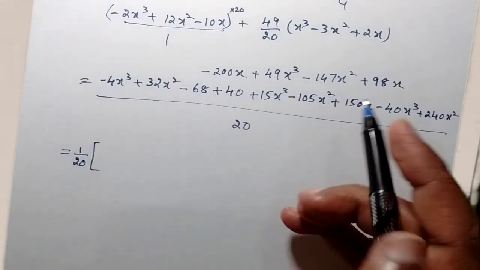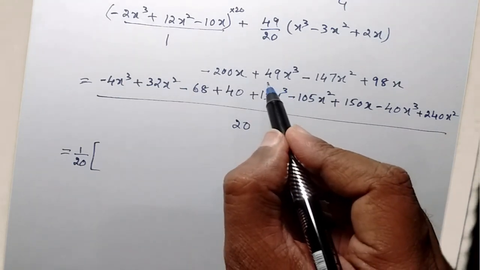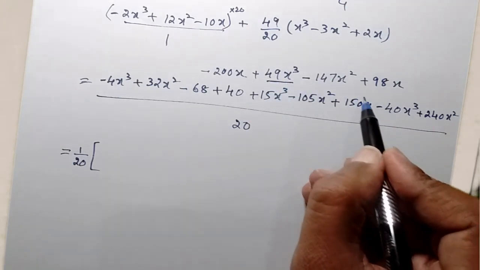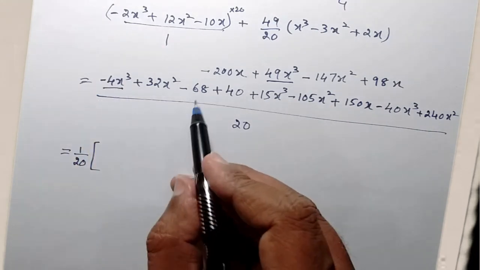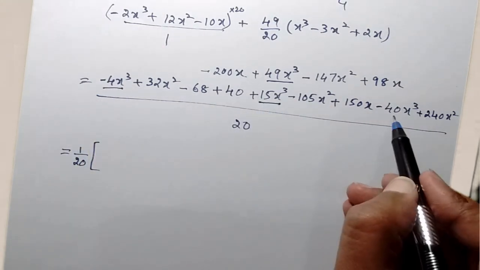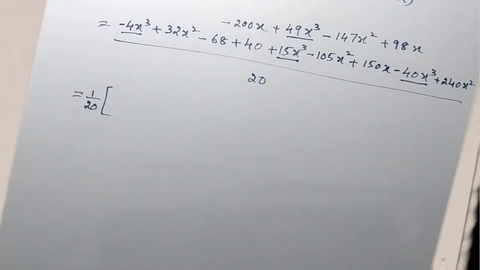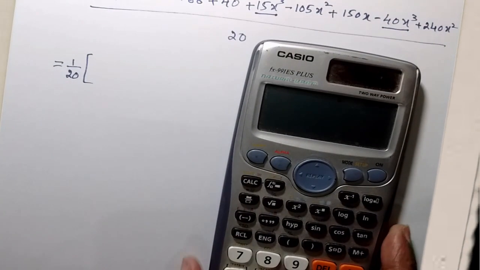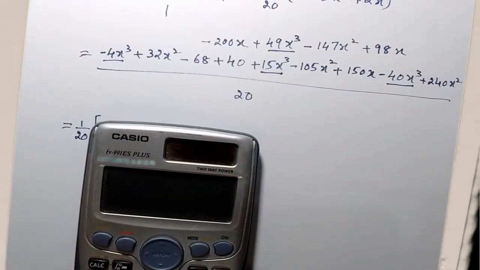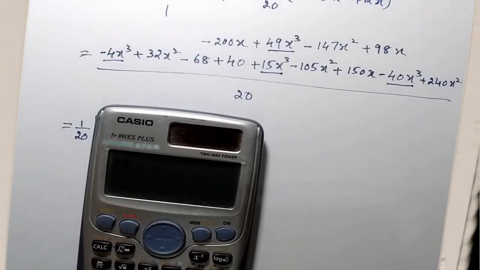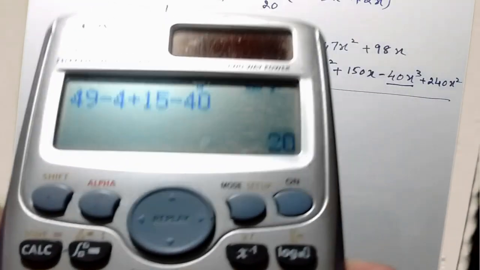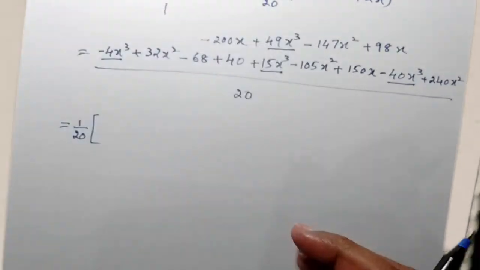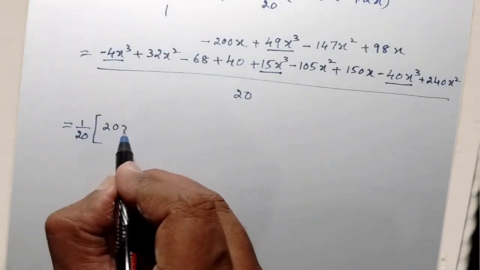Now you have to group, starting with your x cube value. So 49 x cube is one term here, and this is another x cube term, and this is another x cube term, and this is another x cube term. So let us use the calculator and simplify those terms. I am taking 49 plus 49 minus of 4 plus 15 minus of 40. Check how much you are getting. You can see that I am getting the value to be equal to 20, so it is 20 times of x cube.